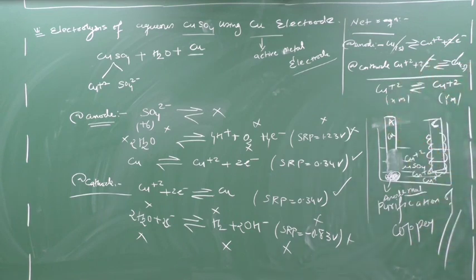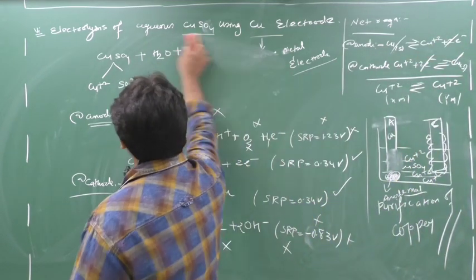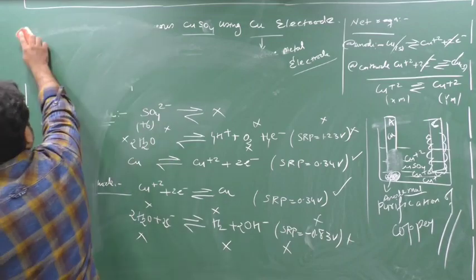Please remember this. Most of the students make a mistake. What they do is simply cut Cu also, cut 2 electrons also, and cut Cu2+ also. So what remains? Nothing. So it's not possible. This Cu2+ cannot be cancelled out because both Cu2+ ions have different concentrations. Hence it cannot be cancelled out. Clear? Okay, I hope you have taken this screenshot.